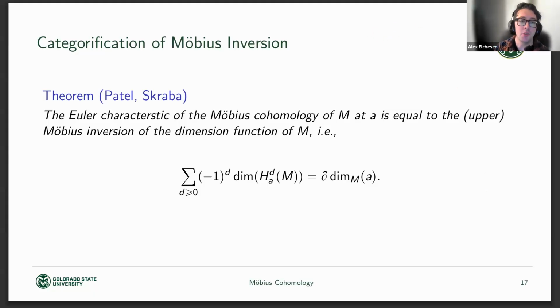So the theorem is that if you take the Euler characteristic of the Möbius cohomology of M at a specific point A, then you recover the Möbius inversion of the dimension function evaluated at A. Okay, so fix an A. Look at the Möbius cohomology of M at A in all degrees, take their dimension, and then take the alternating sum. Okay, so this thing on the left is the Euler characteristic of the Möbius cohomology. That should be equal to the dimension function Möbius inverted, and then evaluated at that point A.